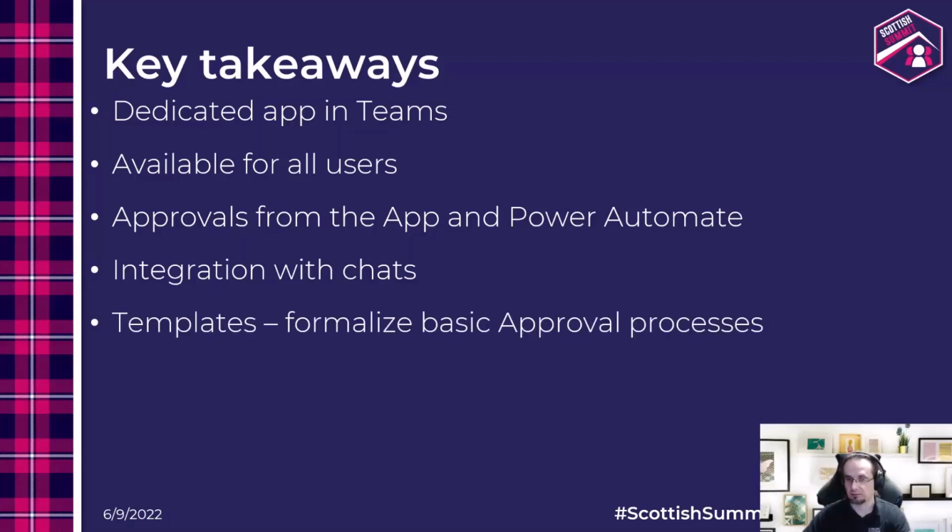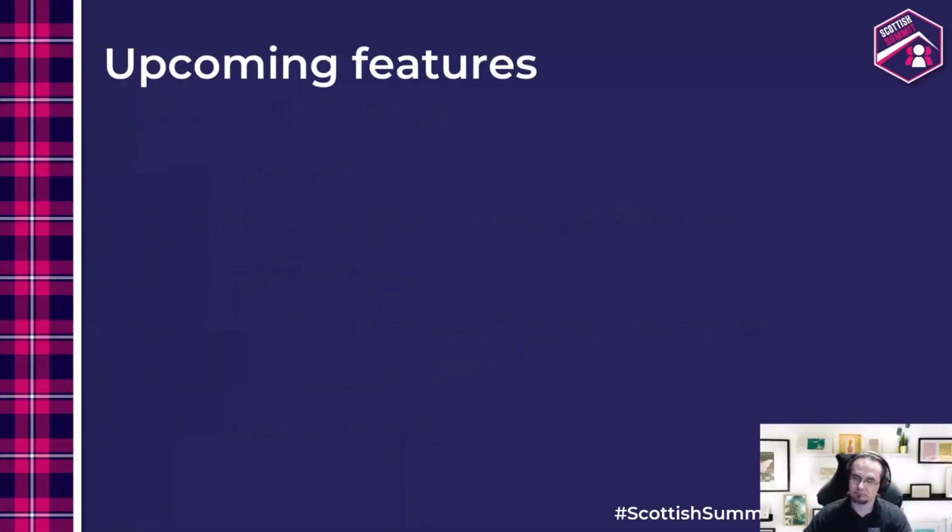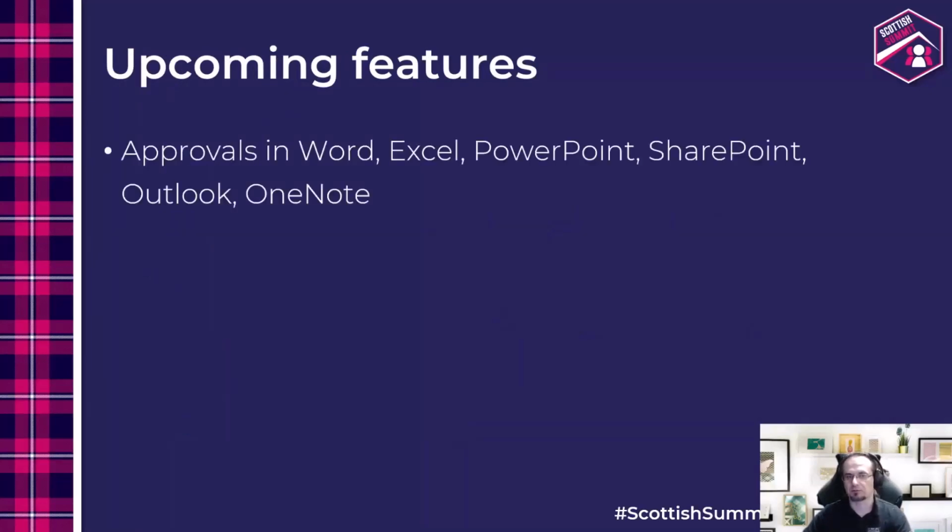To formalize approval processes, you should use templates. If you want to use signatures, you can choose between Adobe Sign and DocuSign. Those two third-party vendors are built into approvals in Teams and provide you e-signature features. And that's not all, because new features are coming, and quite big features. First, approvals will be available in Office applications: Word, Excel, PowerPoint, and OneNote.